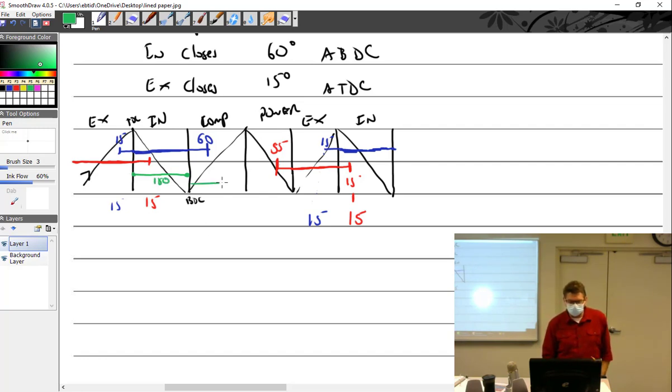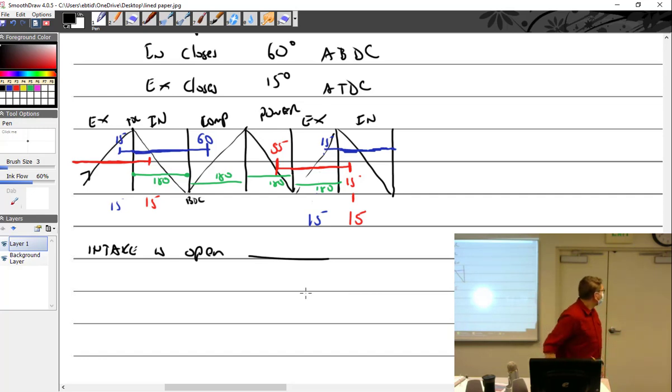So that's 180 degrees. How many degrees right here? 180. How many degrees right here? 180. How many right here? 180. We can stop there. Okay. So question. Intake is open. How many degrees in total?